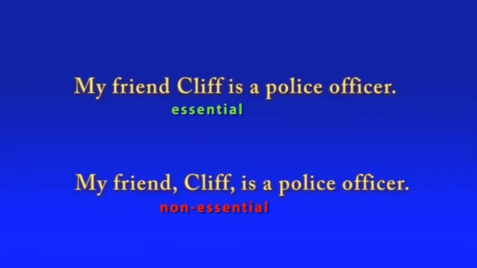Now in the second sentence, my voice actually changes slightly when the element is non-essential. Listen again. My friend, Cliff, is a police officer. The commas in the written version cause me to slow down for that element in the sentence. In spoken language, we obviously don't speak the punctuation, but we still acknowledge that an element is essential or non-essential. Sadly, since Cliff is surrounded by commas, the second sentence indicates that I have only one friend.